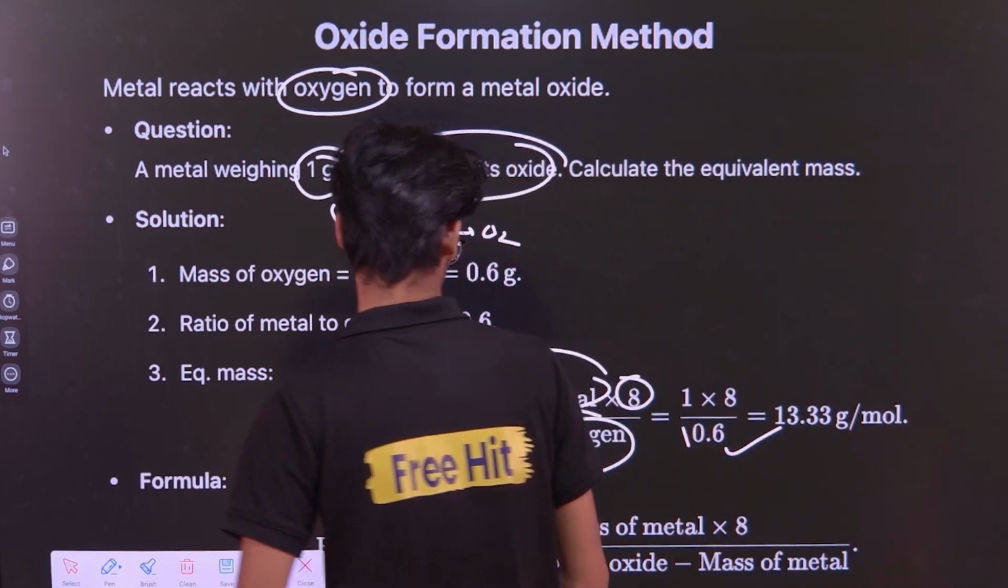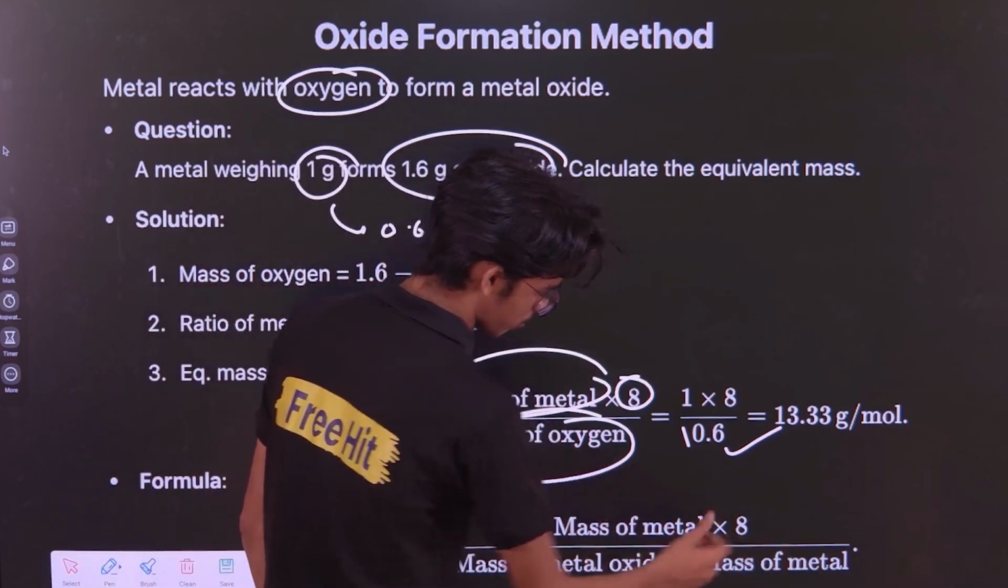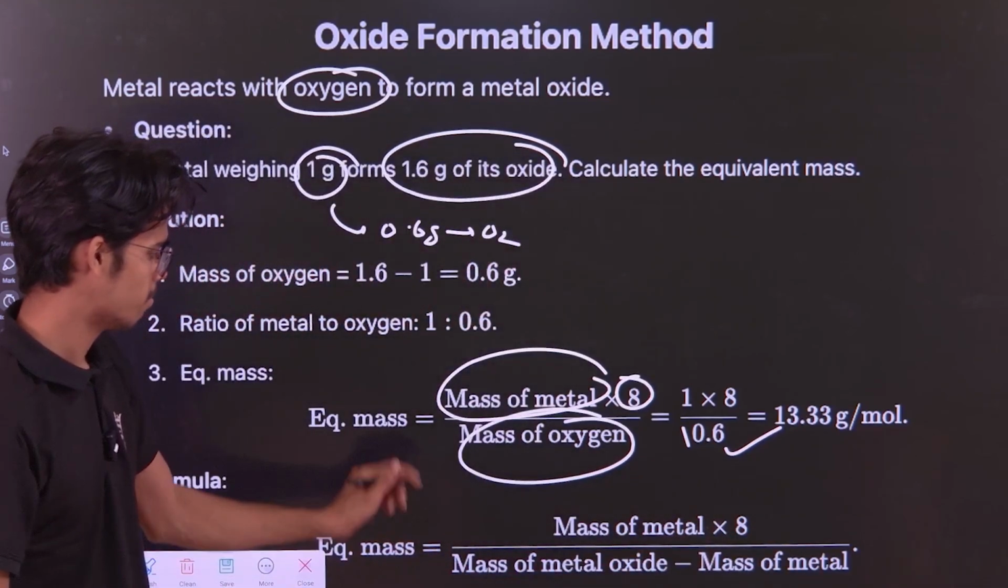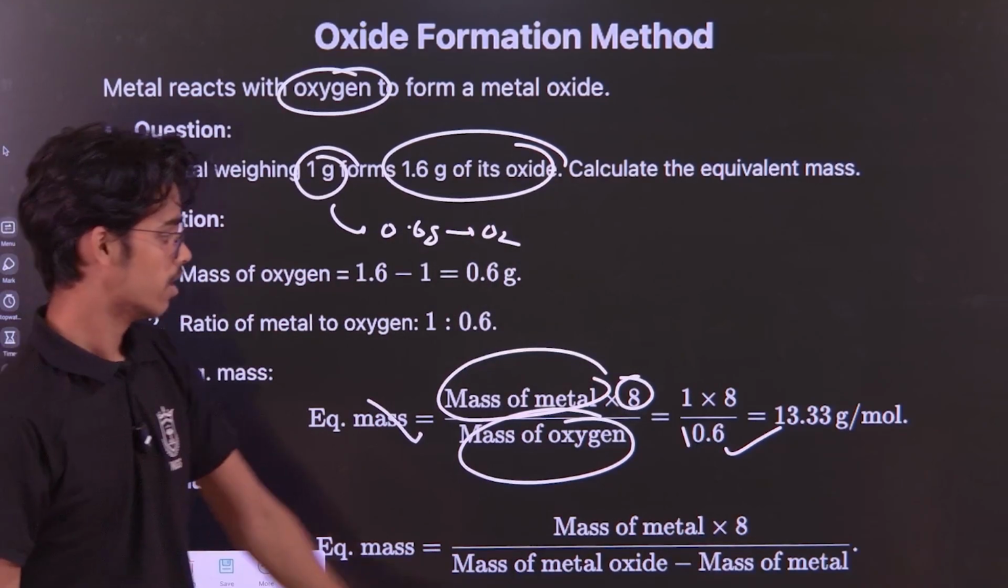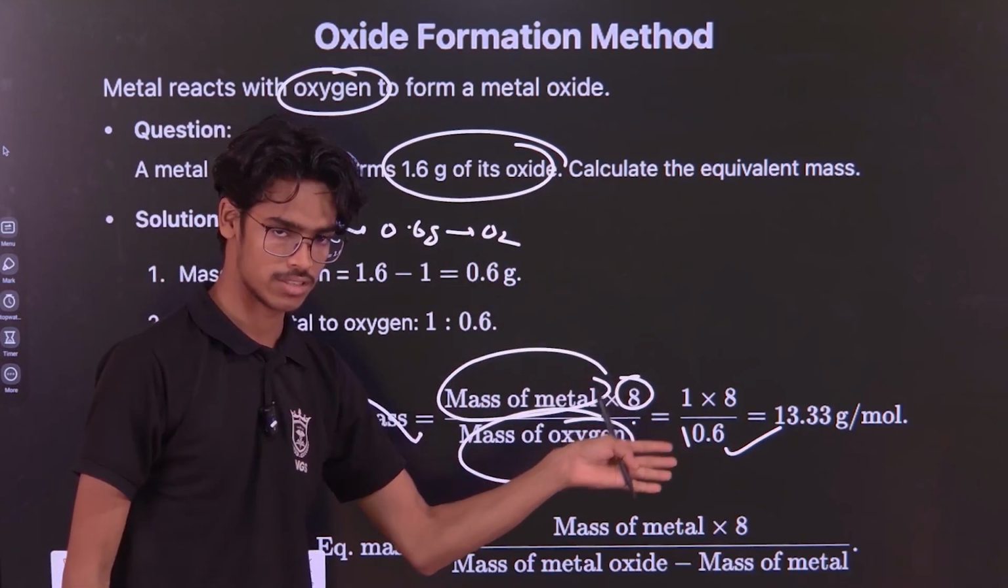Now in the same way the mass of oxygen can be written in a different manner, like mass of metal oxide minus mass of metal. But better you remember these formulas also. I told you the logic behind it: mass of the atom divided by the charge.